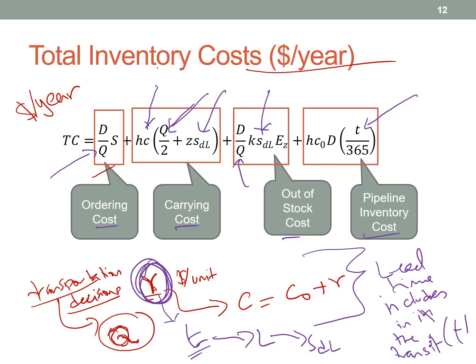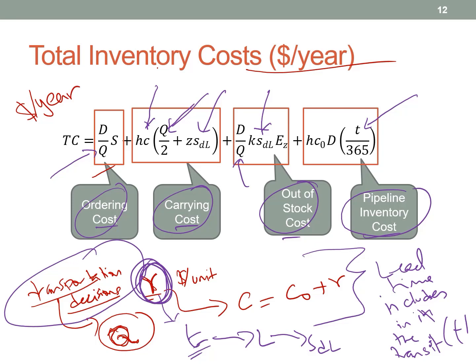Okay, so you can see that transportation decisions impact ordering cost, carrying cost, out of stock cost, pipeline inventory cost. So transportation decisions have a very strong direct influence on total inventory costs, which is why we went through all this hassle, because when we are taking our transportation decisions, we can calculate the impact of those decisions on our inventory cost and take a holistic perspective to logistics decisions and not just focus on a small piece of them like just the transportation cost and so forth.